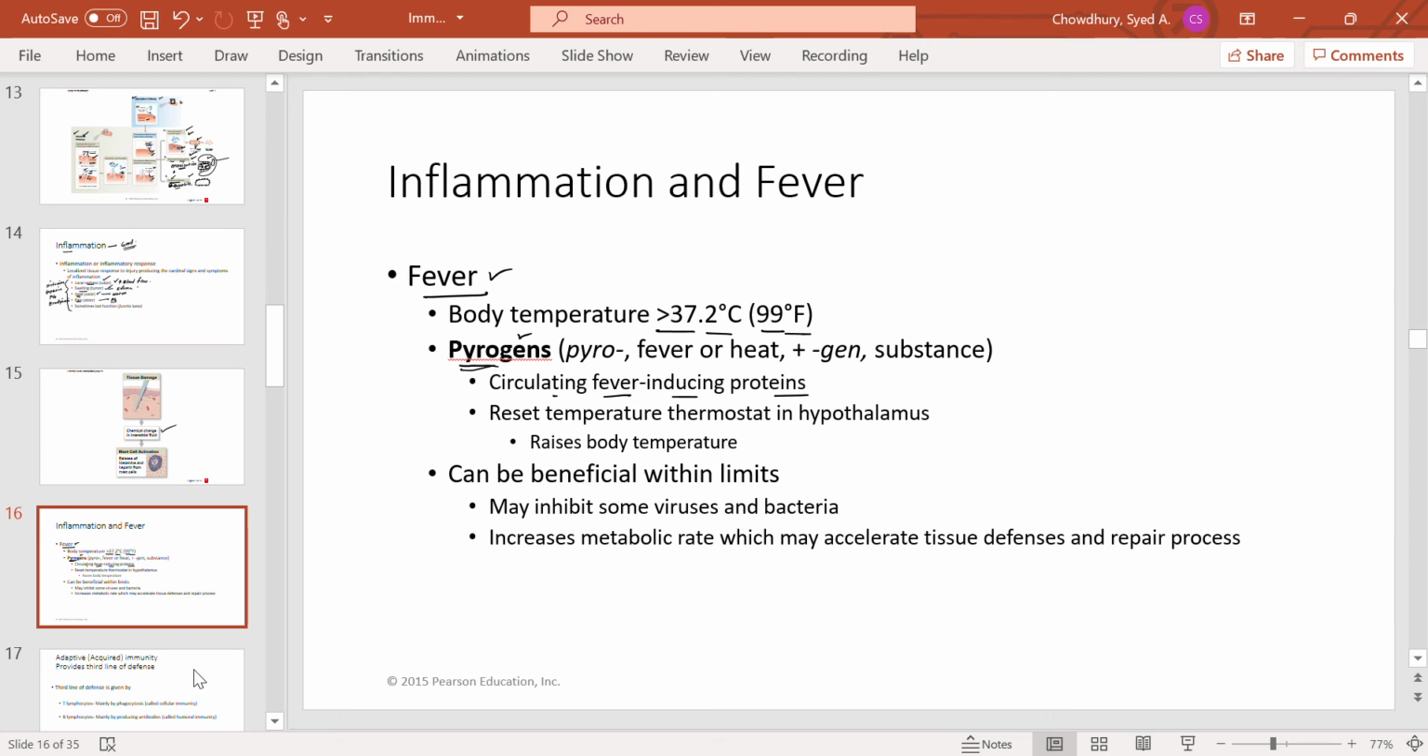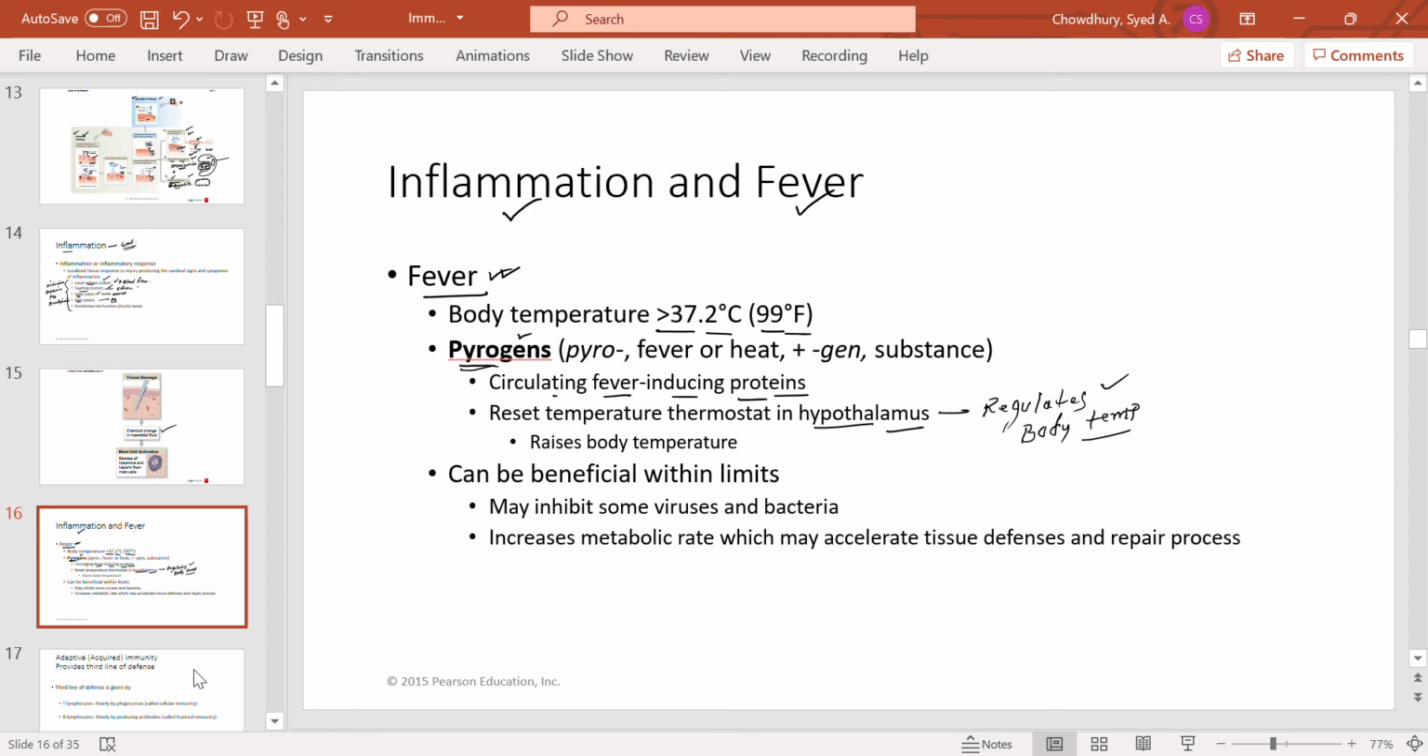Okay, and those proteins change the function of the hypothalamus in the brain, and the hypothalamus is the center that regulates the body temperature. So the hypothalamus function is changed, so the body temperature cannot be controlled or regulated, so that may cause an increase of body temperature, and that's the fever. Okay, now why is fever also helpful?